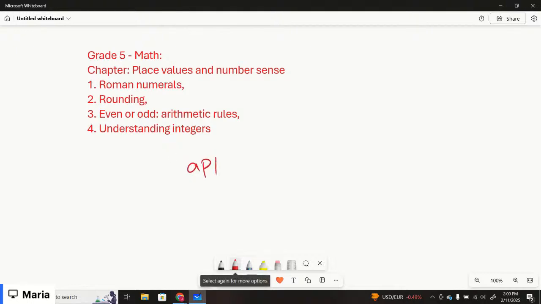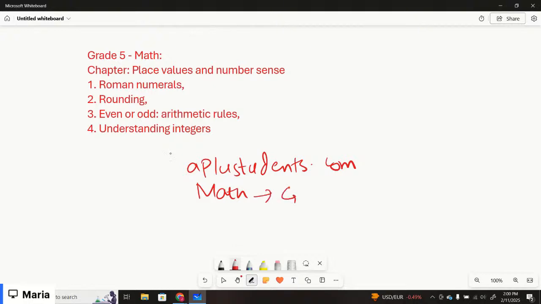You can find all the lessons on eplusstudents.com. You have to log in there using your email address and password as provided by the administrator. Then you have to select math from the subject tab. Scroll down to grade 5 math and then click on view all lessons. There you can find a list of the chapters. We're going to start with the chapter place value and number sense.